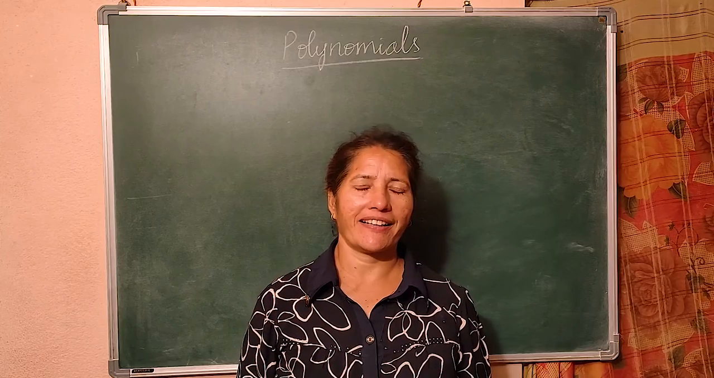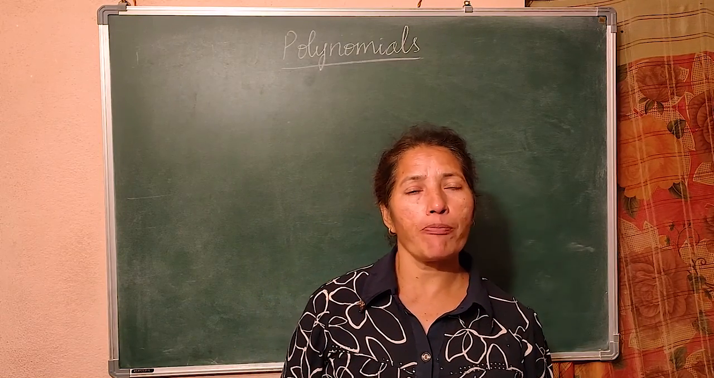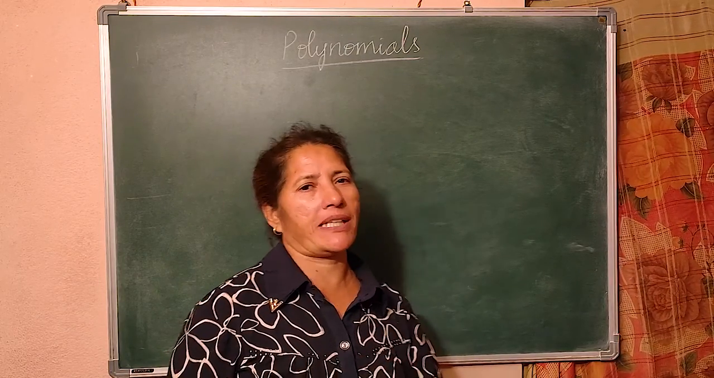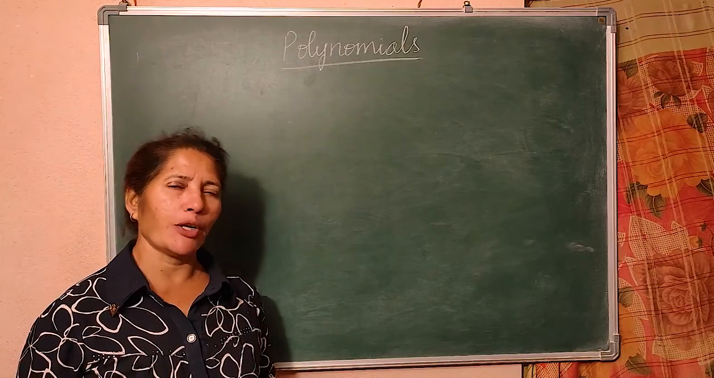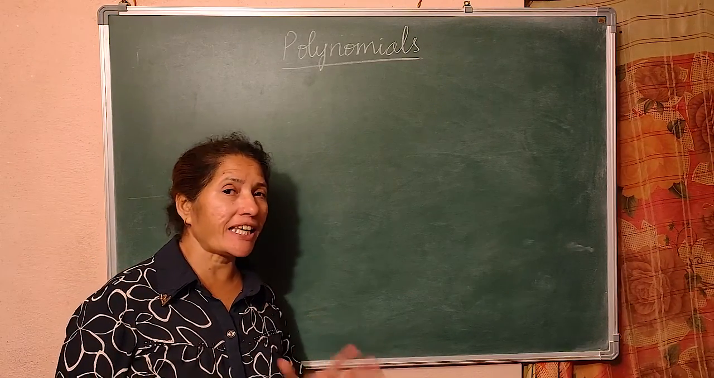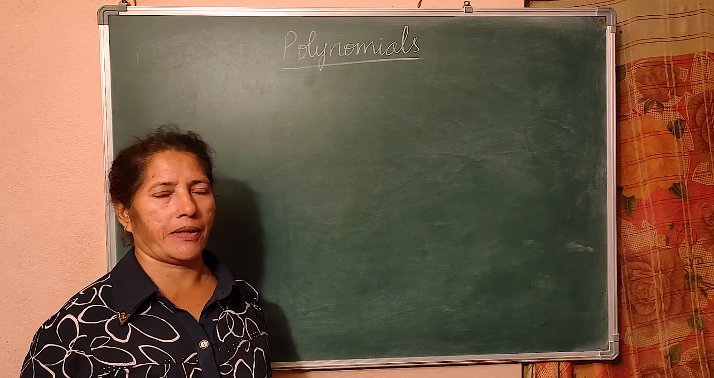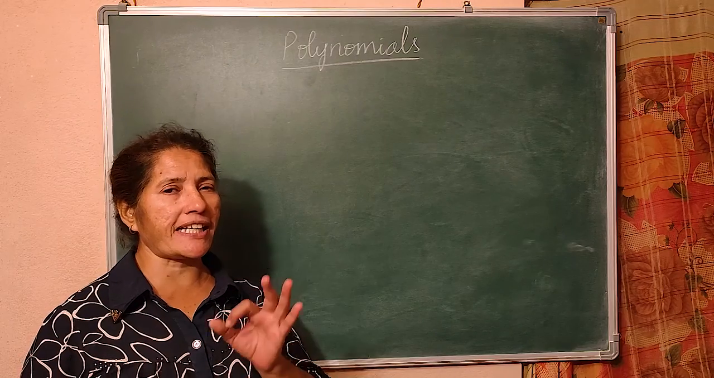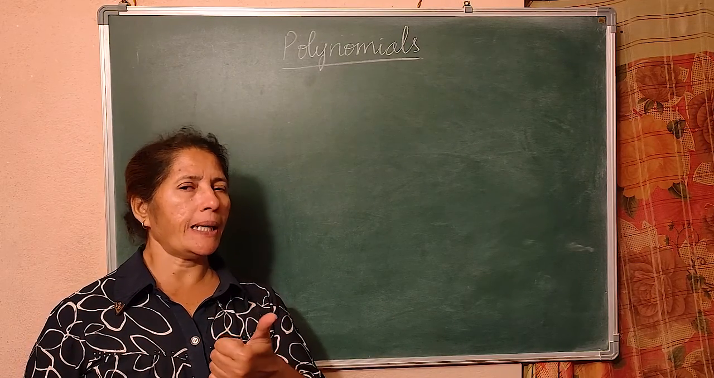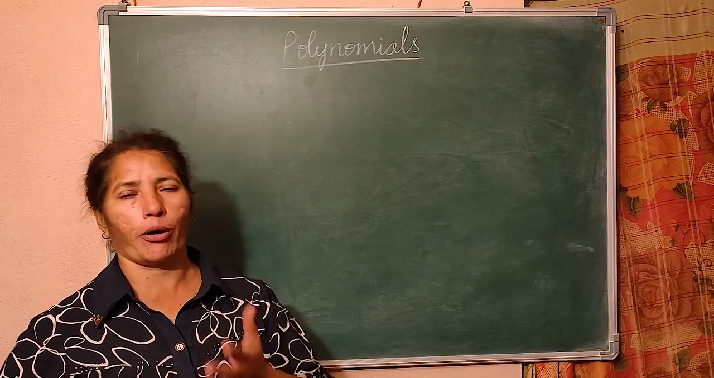Hello everyone. Today let us start a new chapter called Polynomials. What is that? Polynomials. What is the meaning of poly? Poly means many, right? You must have heard in geometry, polygons. Poly means many. Now you must have studied in 7th standard, 8th standard, monomial, binomial, trinomial, polynomial.